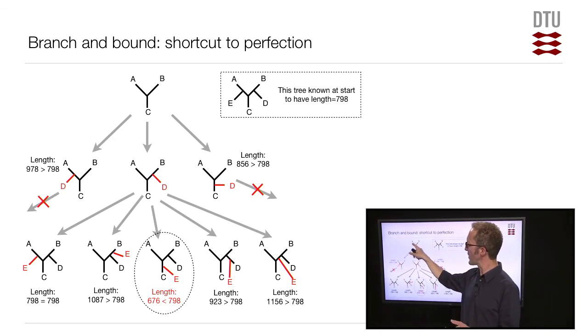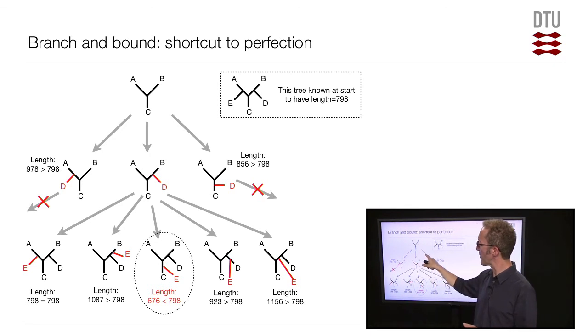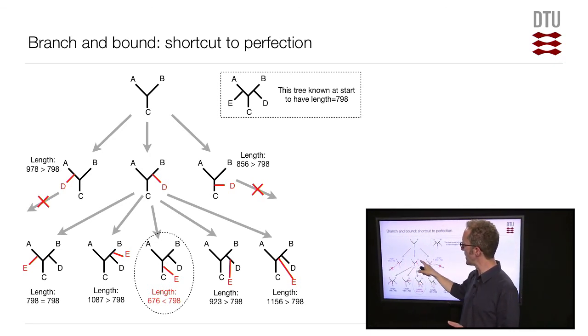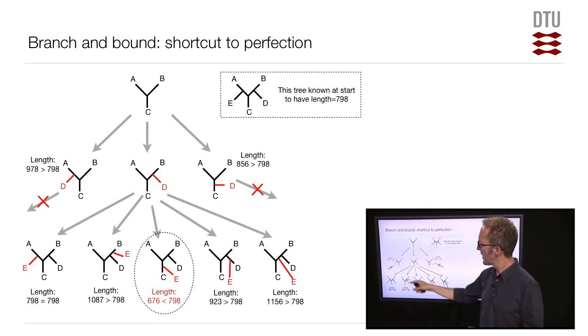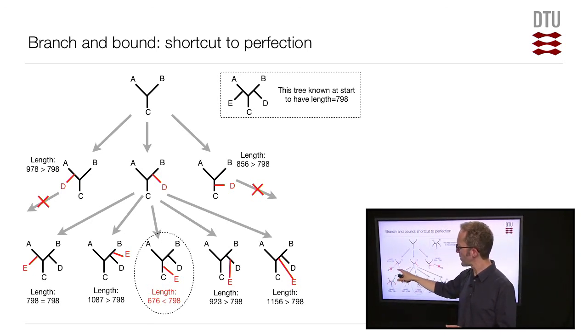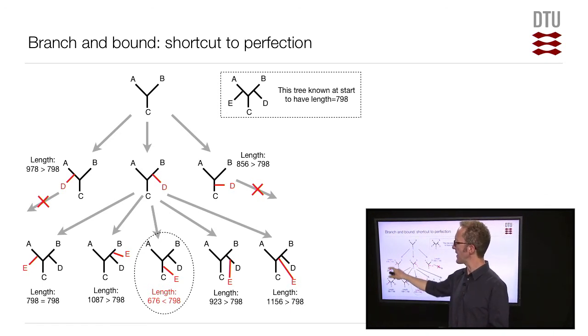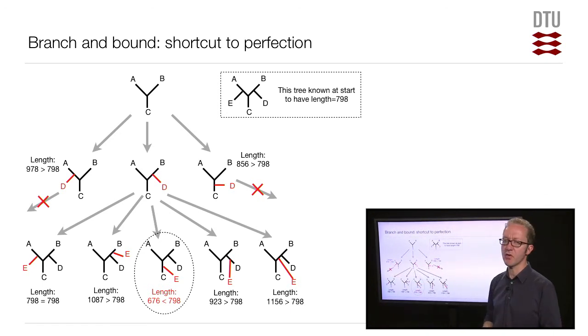We start with a tree with 3 species. There are 3 possible derived trees from that. We can place the 4th species on the A, the B, or the C branch. Let's assume we now place the 4th species on the A branch and then use Fitch on this unfinished tree. This unfinished tree, it turns out, has a length of 978. Okay? That's larger than our bound of 798.